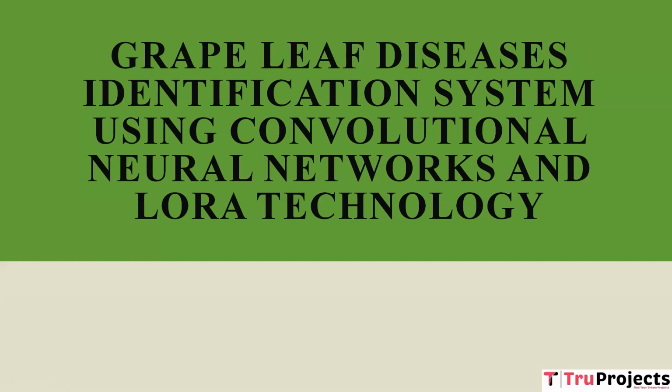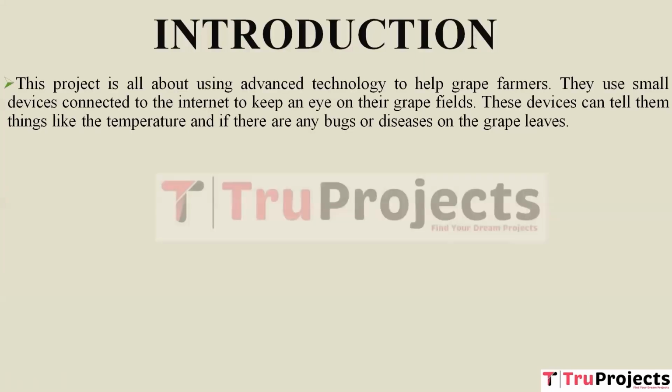In this video, we are going to explain the project titled Grape Leaf Diseases Identification System using Convolutional Neural Networks and LoRa technology. The purpose of this project is to help grape producers by utilizing modern technologies. To monitor their grape crops, they employ little sensors that are online.